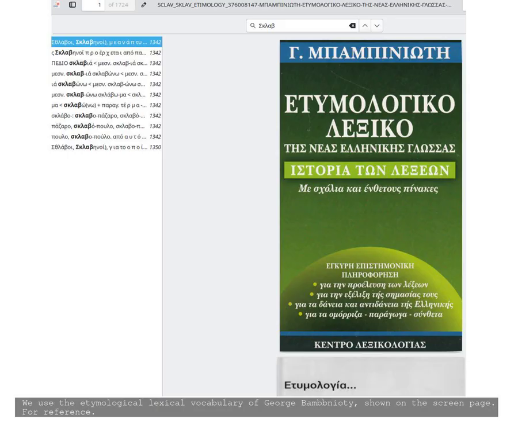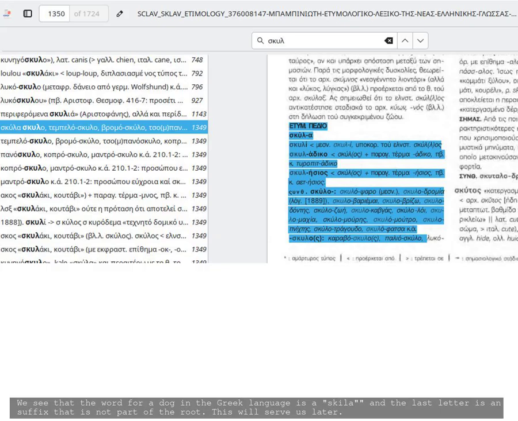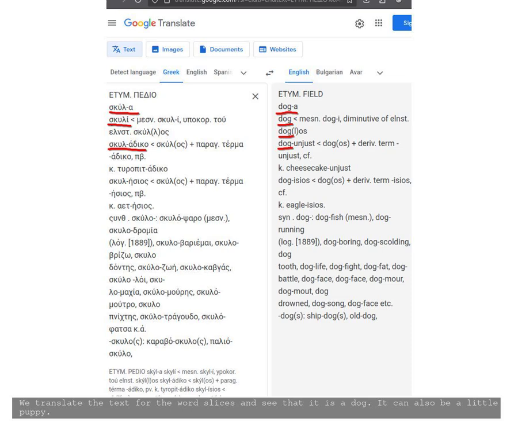We use the etymological lexical vocabulary of Georgi Bambiniotis, shown on the screen page. For reference, we see that the word for a dog in the Greek language is skila, and the last letter is a suffix that is not part of the root. This will serve us later. We translate the text for the word skilevo, and see that it is a dog. It can also be a little puppy.